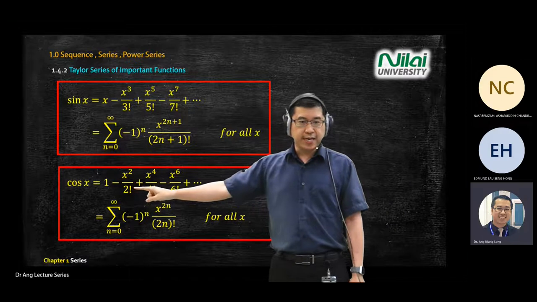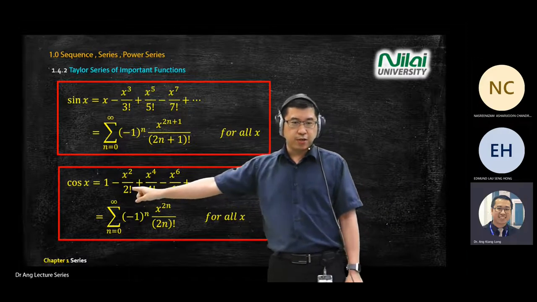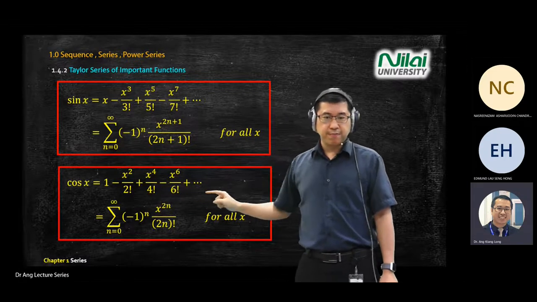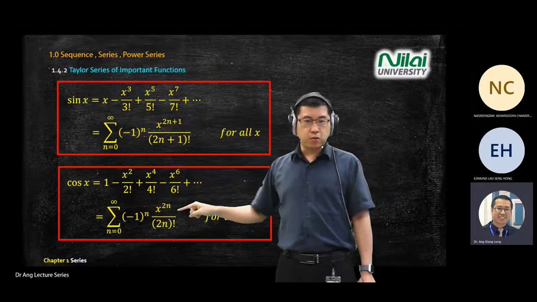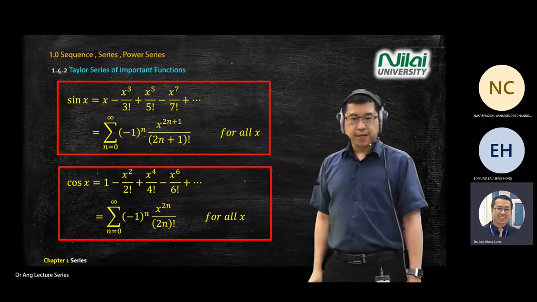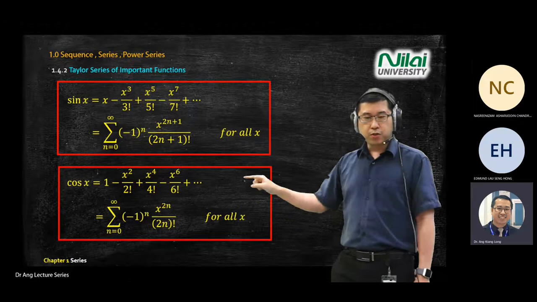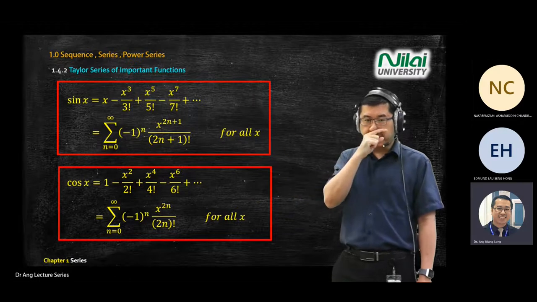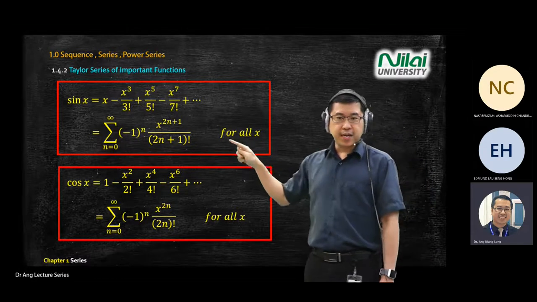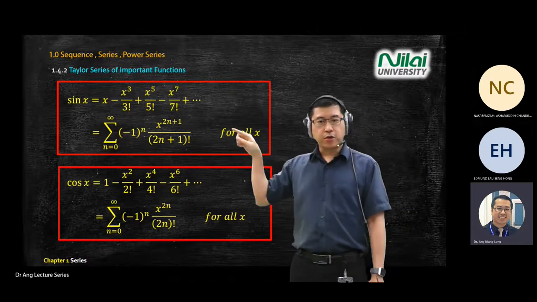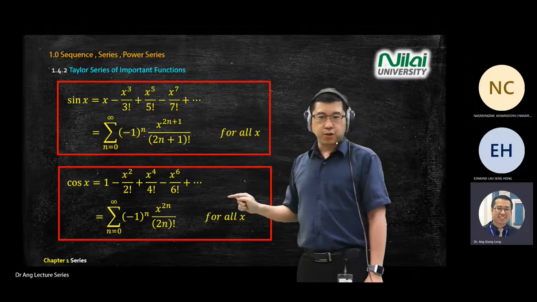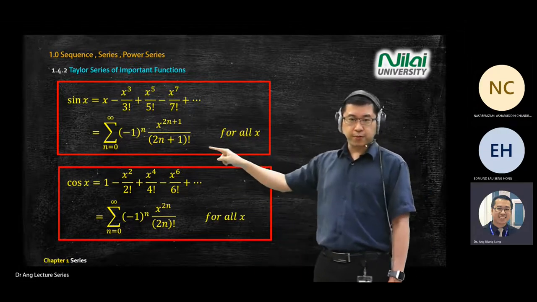If you're seeing cos x in the question, you can straight away use this equation to derive, or use this equation to represent the Taylor series that contains cos x. Quite straightforward. You need this slide somewhere when it comes to your test one or final exam. This is like your cheat sheet or your formula sheet to solve the question.